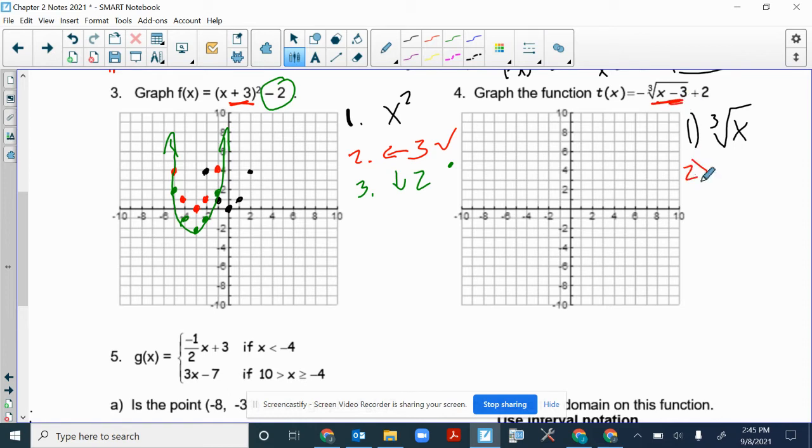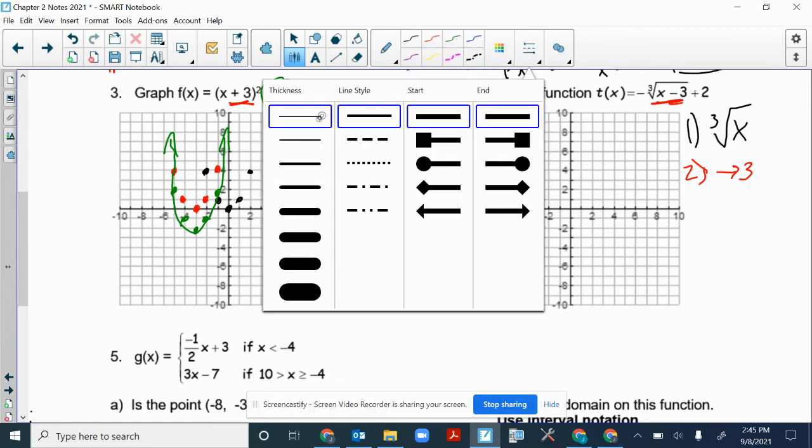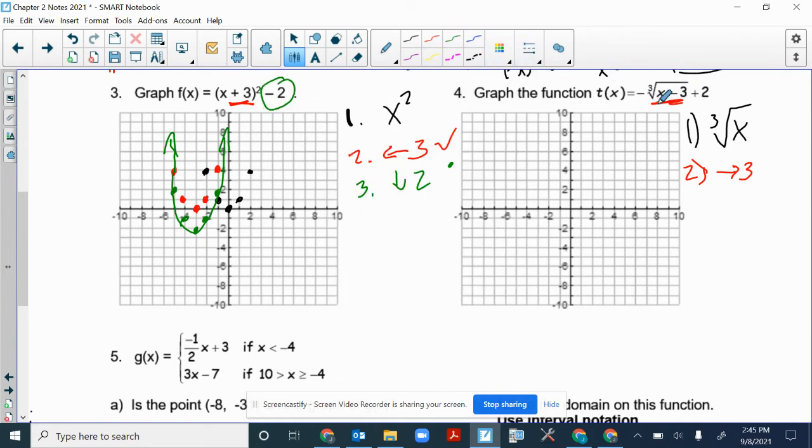the x minus 3, which means to the right by 3. And then the next thing, as we move our way from closest to x to the farthest, would be this negative. So the negative means reflect over the x-axis. All right. And then our last transformation is this plus 2, which just like the last time, is exactly what we would think, where it's up 2.